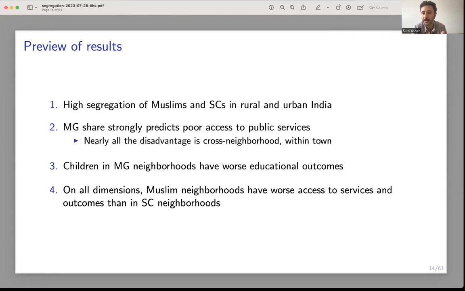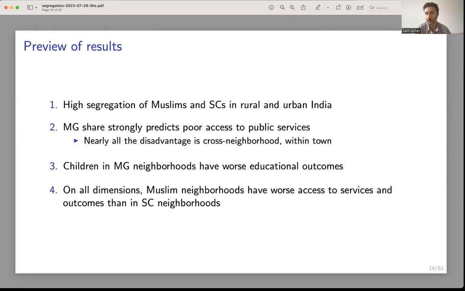Almost all of this disadvantage is across neighborhoods within towns. As I showed you, actually, in some ways, at higher levels of aggregation, there's more positive targeting towards SC areas, but then when you get down to the neighborhood level, SCs living in these towns are much less likely to get access to these services than other people in these same cities.